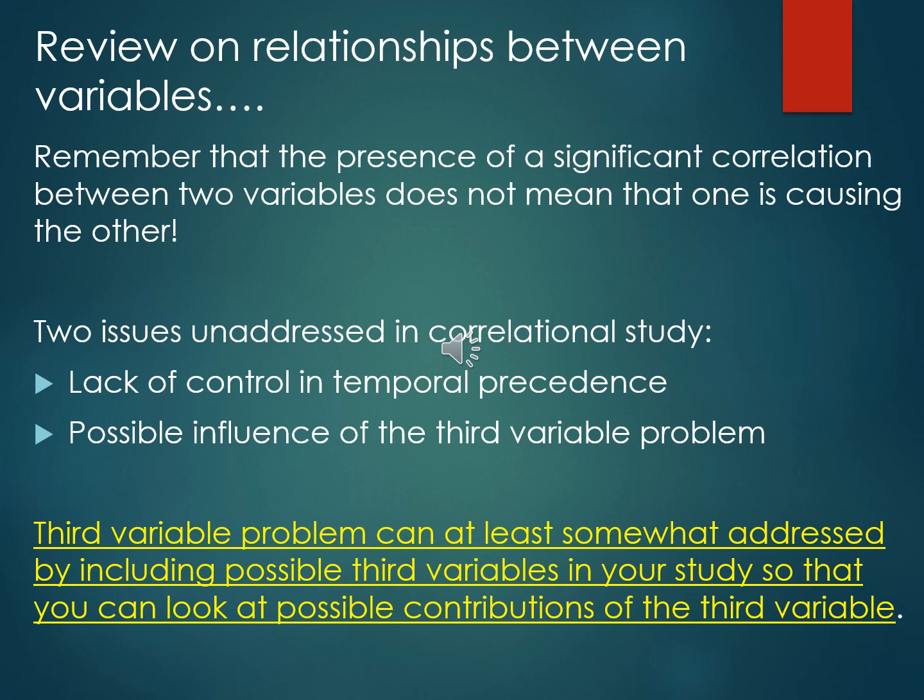Now, everybody should be aware that correlation does not allow you to conclude causal relations. Two issues unaddressed in correlational studies are lack of control and temporal precedence. A is causing B or B is causing A, even if they are correlated. Also, A and B being correlated doesn't mean that A is causing B or B is causing A, because it could be that C is causing the variability in both A and B.